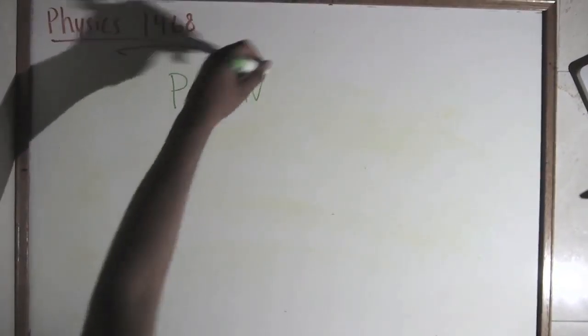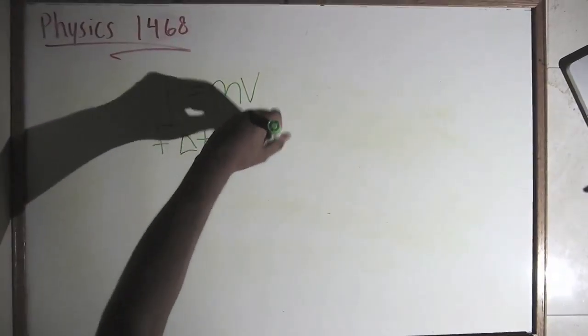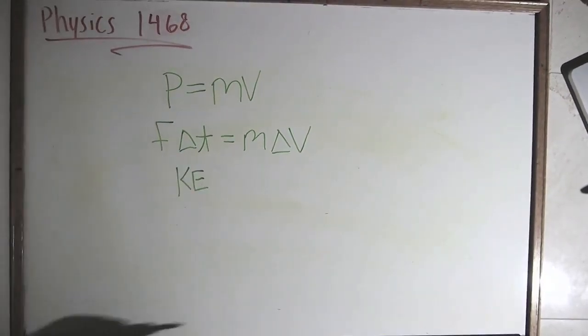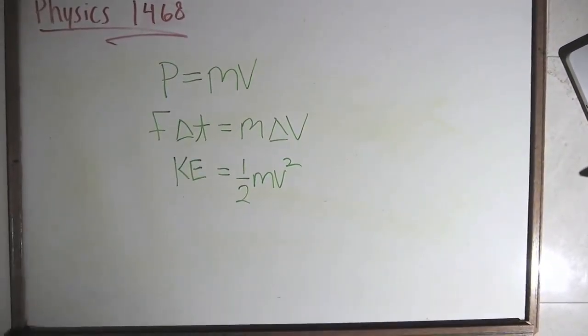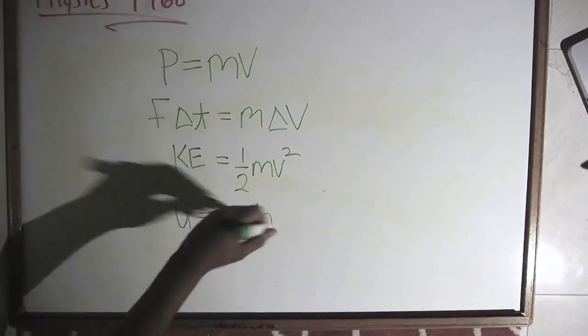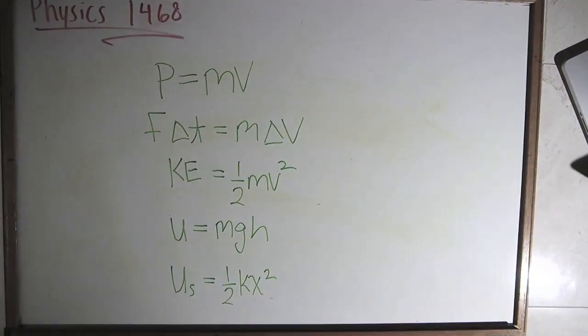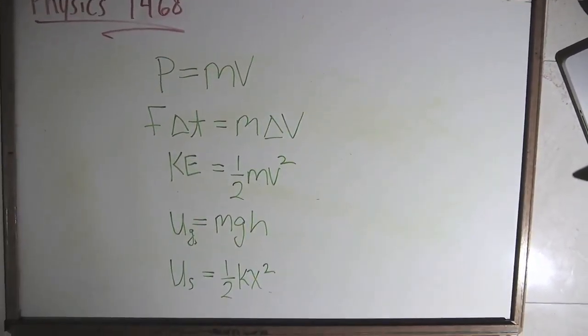The following are just some of the basic equations we have for momentum and energy. First, we have P equals mv. Momentum equals mass times velocity. Next, we have force times change in time equals mass times change in velocity. Now for energy, we have kinetic energy equals half mass times velocity squared. And potential energy of gravity equals mass times gravity times height. And spring potential energy is half spring constant times compression distance squared.